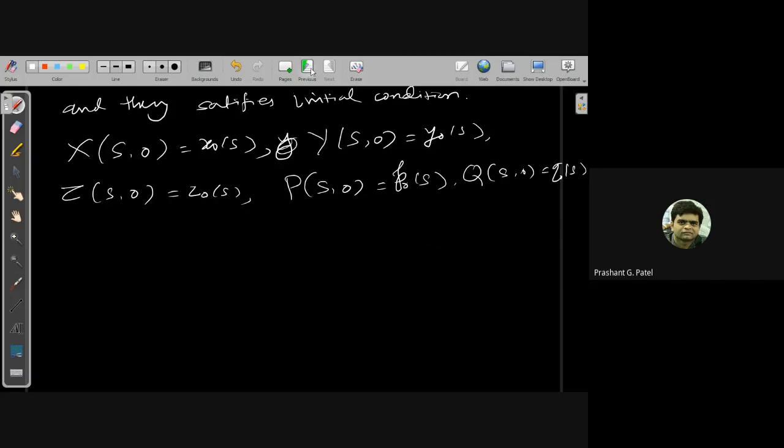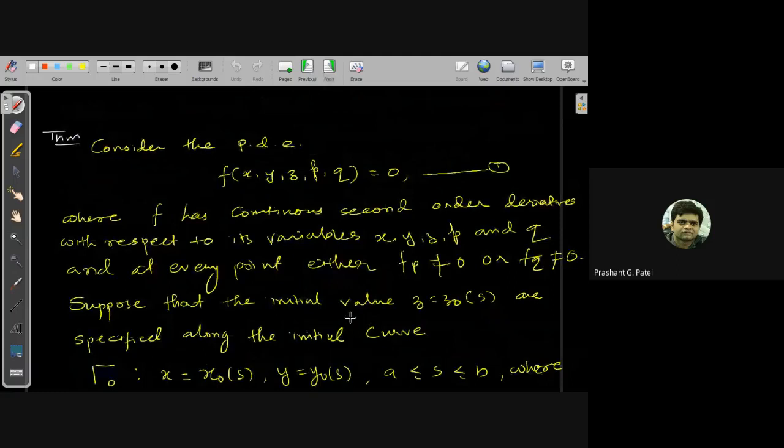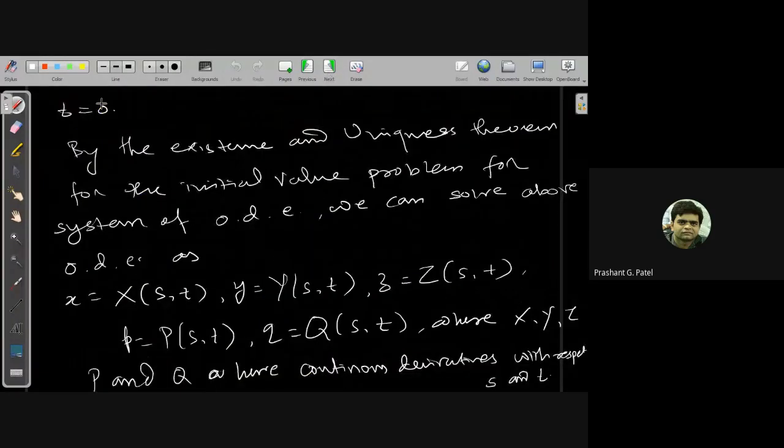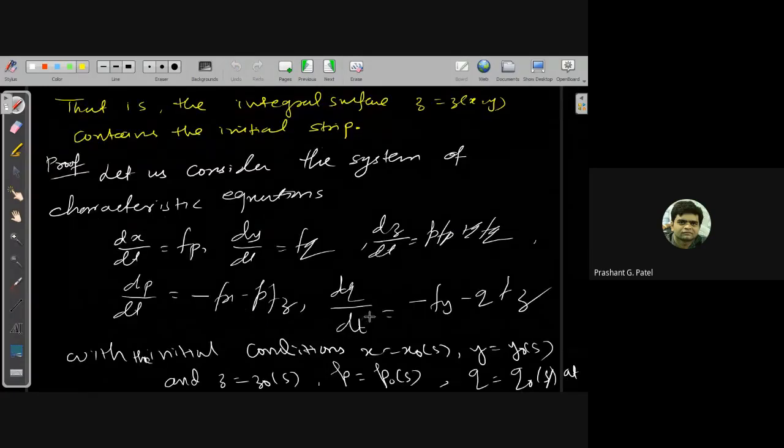Actually, the statement is much bigger than the proof, that I can say from this. We have just used one very important result, the existence and uniqueness theorem for the initial value problem for a system of ordinary differential equations. By using that, you can say that the solution of these 5 equations exists and it is unique.